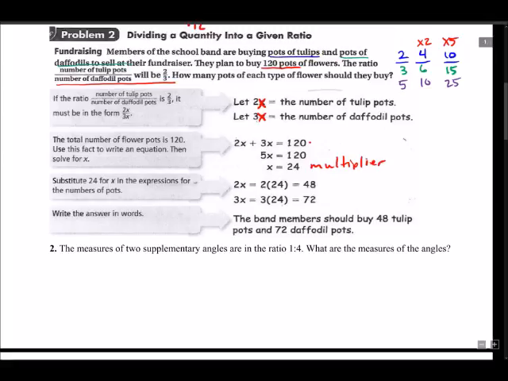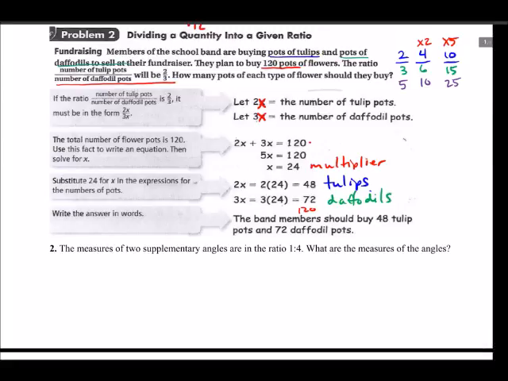It would have taken us a long time to get to 24, wouldn't it? So then I simply substitute in 24 for x, and I'm going to buy 48 tulips and 72 daffodils. And that equals 120 total plants.